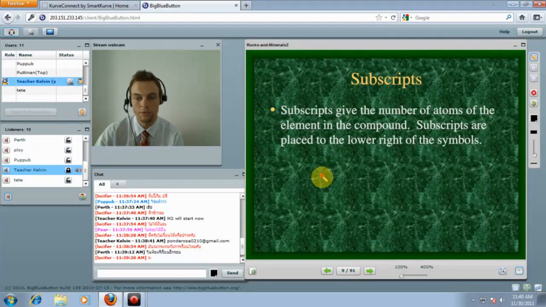So subscript, CO2. The subscript is 2. It just tells us 2 oxygen, 1 carbon. Pretty simple.